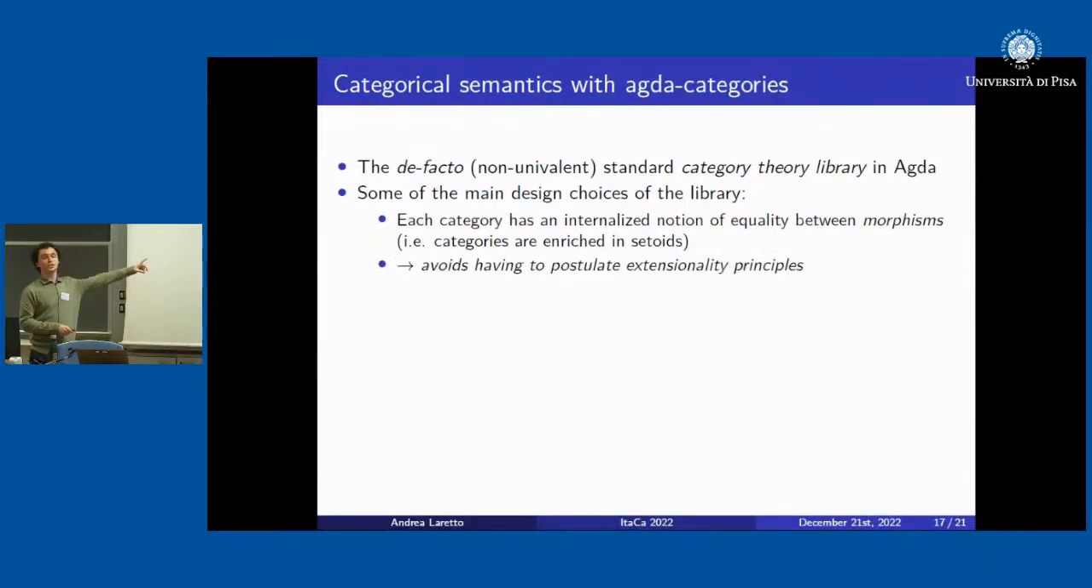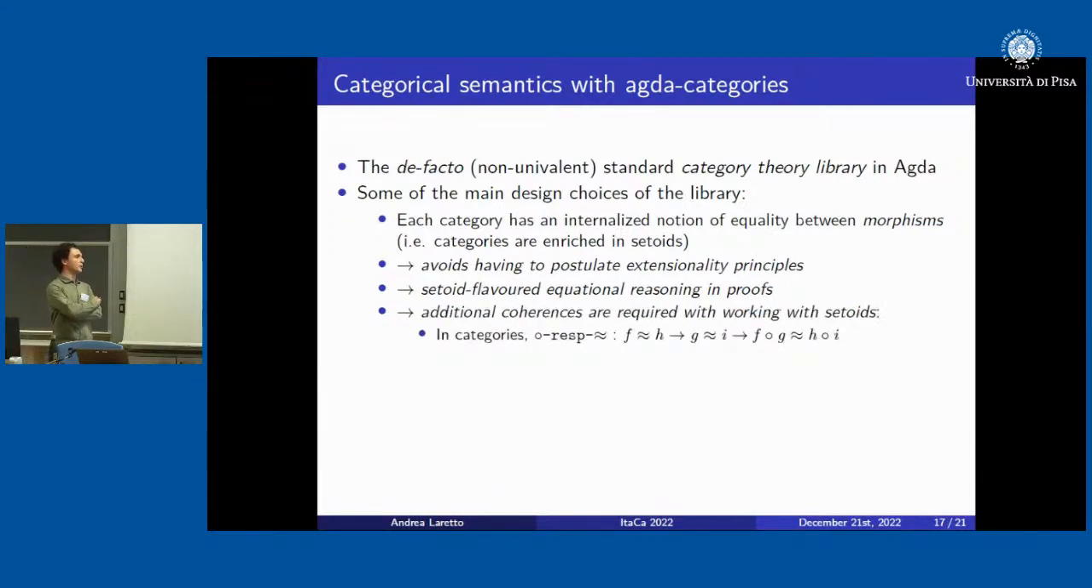And this is essentially done to avoid having to postulate extensionality principles, which are something you need to postulate in Agda, for example. And this, as an implication, also means that you need to do this kind of setoid equational reasoning in proofs, which can turn out to be quite annoying because you need to always reason up to setoid. And you also need to have additional coherences, which are needed when you work with these setoids.